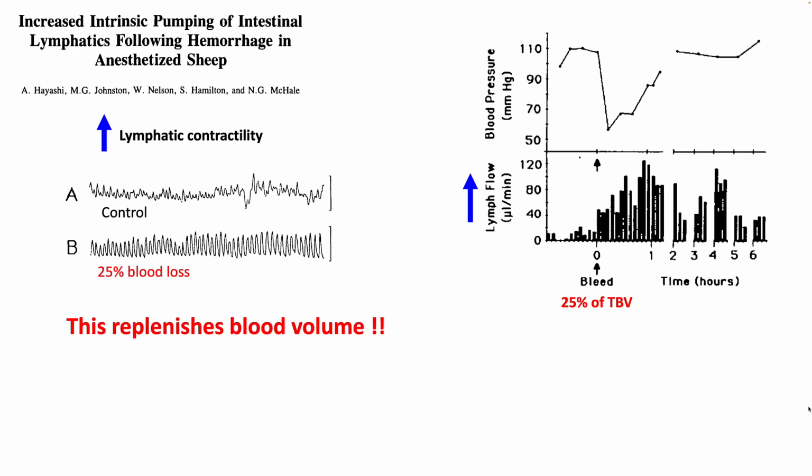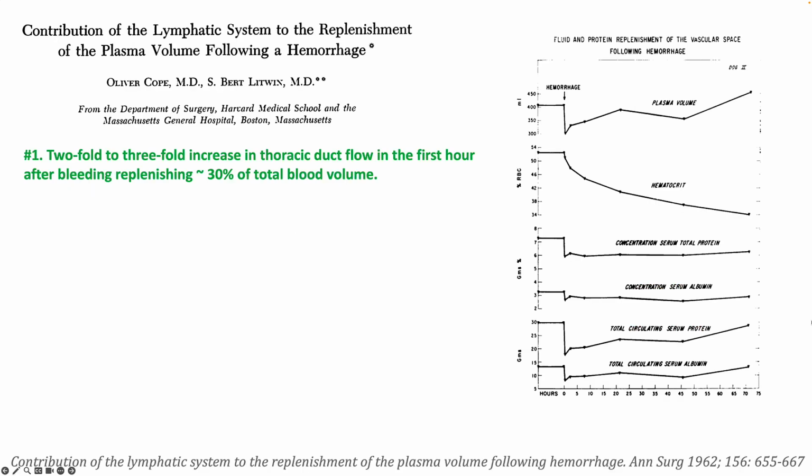This study looked at the lymphatic activity with blood loss, and you can see that there is increased lymphatic contractility and increased lymphatic flow when these animals were bled. And this is really important because this increased lymphatic contractility will help replenish the blood volumes. So there is a 2 to 3-fold increase in thoracic duct flow in the first hour after bleeding, replenishing around 30% of the total blood volume, as seen in this figure.